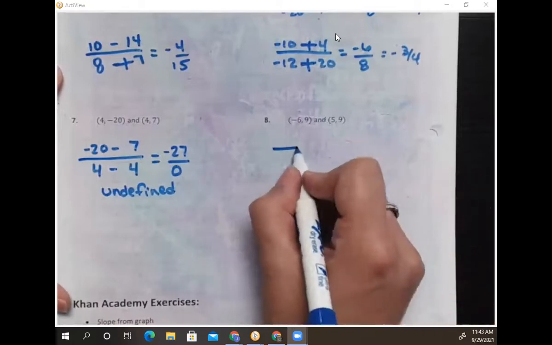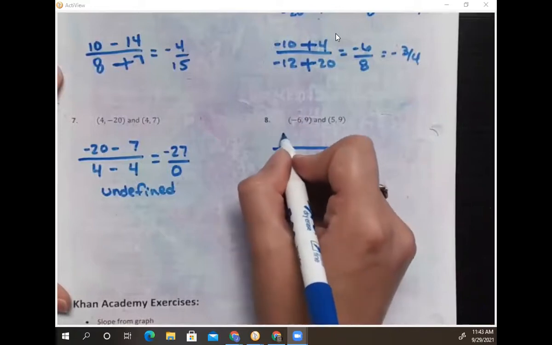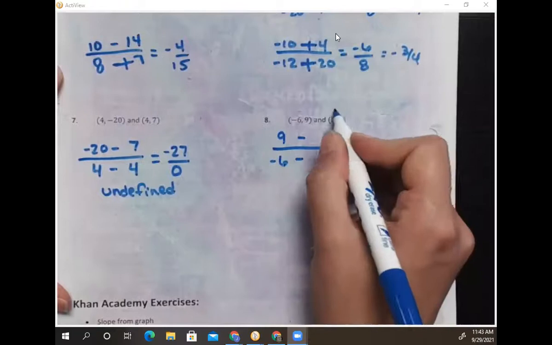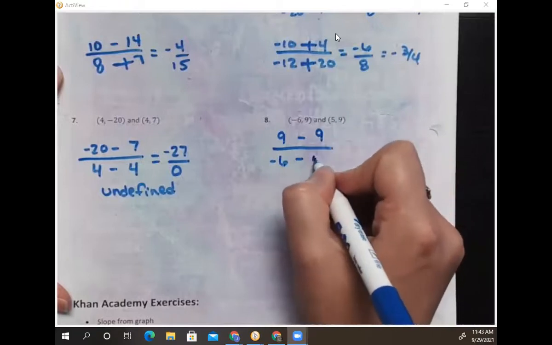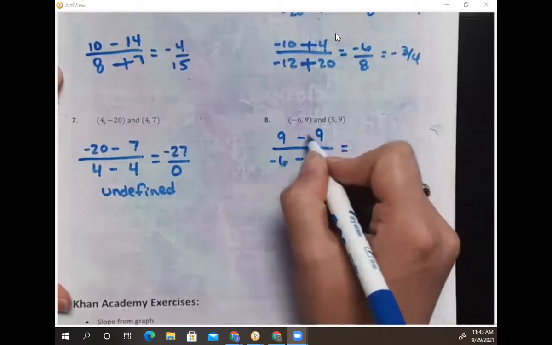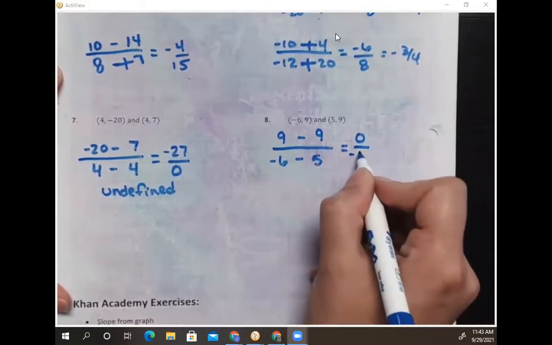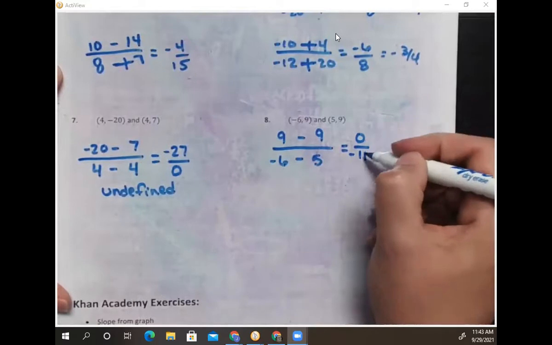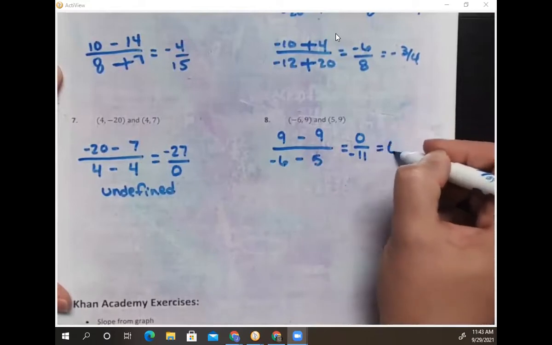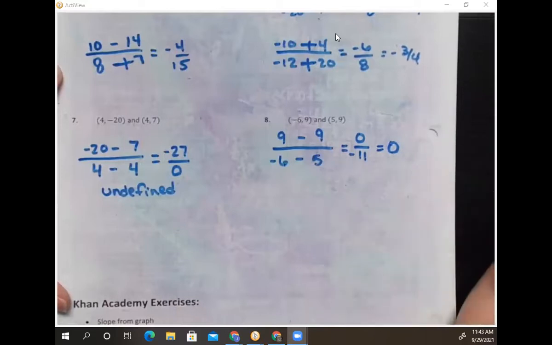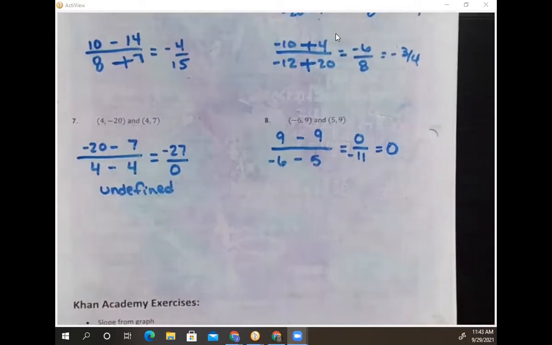For number 8, here's my first point, y on top, x on bottom, minus, minus. For my second point, y on top, x on bottom. 9 minus 9 is 0. -6 minus 5 is -11. 0 divided by -11, I could simplify to 0. So we would have a horizontal line here. Questions for me on slope formula?